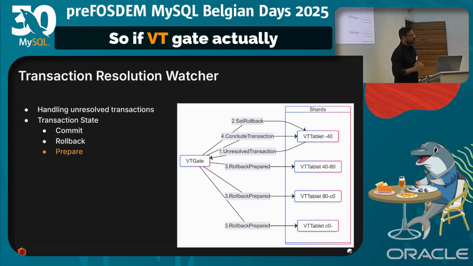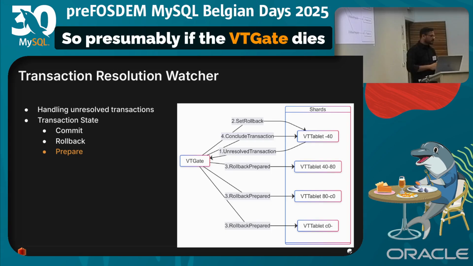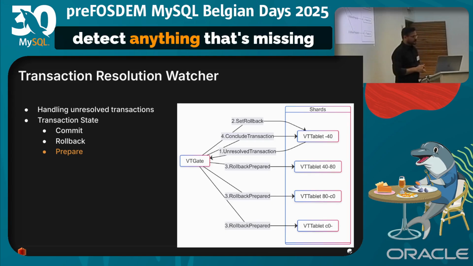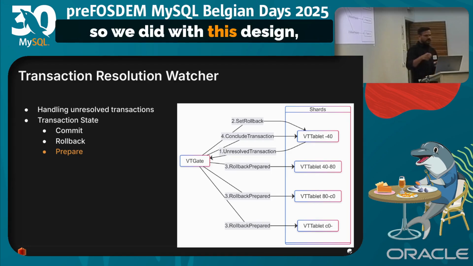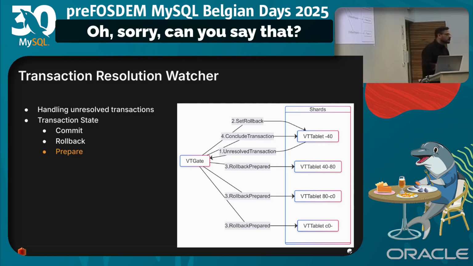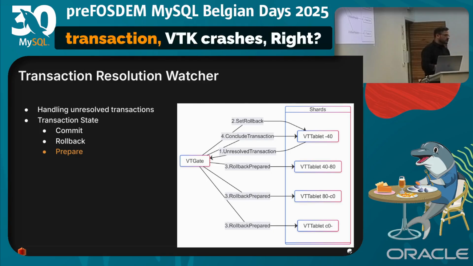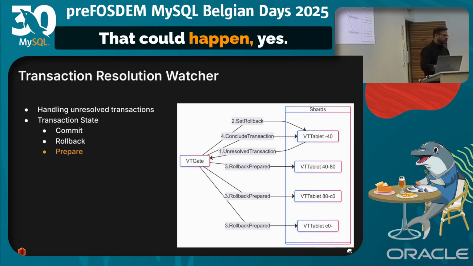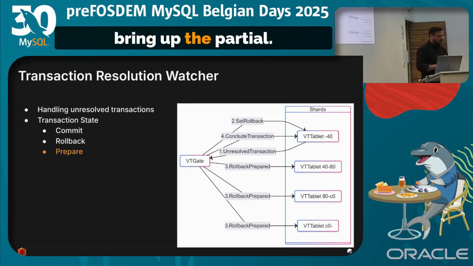So VTGate actually has no state. Presumably if the VTGate dies, either another one or something within Vitess will detect anything that's missing and then clean up, I assume. Is that correct? Yeah, with this design, there's nothing stored in VTGate. But I'm assuming that if you're part of the way through committing a transaction and VTGate crashes, that could happen, then somehow the rest of Vitess will detect that and clean up the partial transaction.